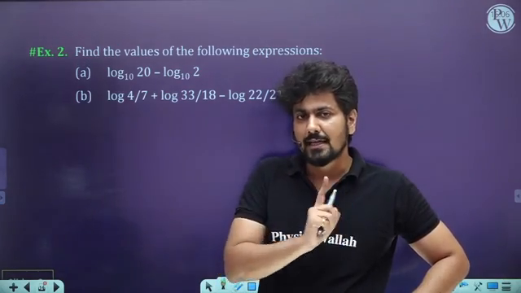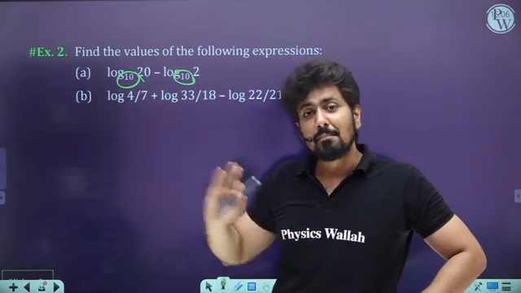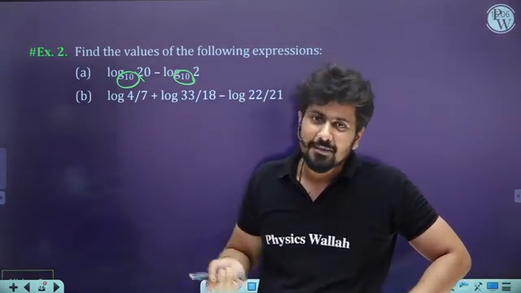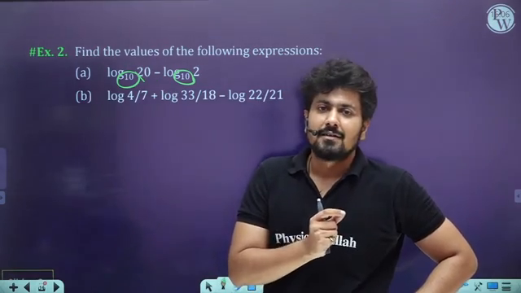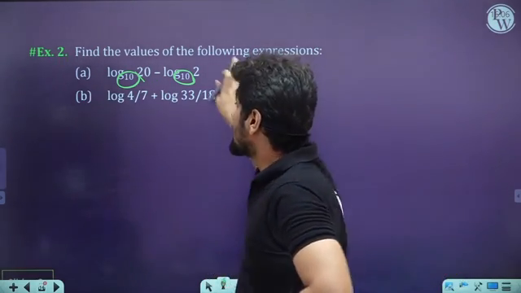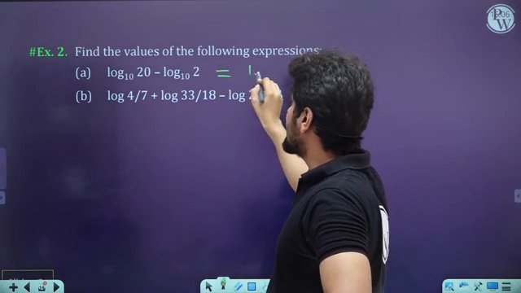Base has to be same. Is the base same? Yes, the base is same. Base is 10. Then we can apply the property. Now the property is working. Which property? What will happen over here? Because there is a minus sign between them, these numbers will get divided.